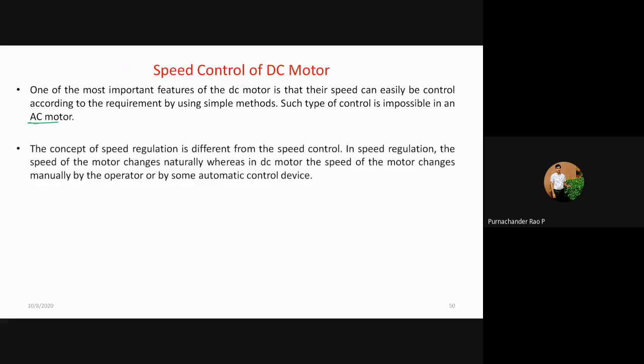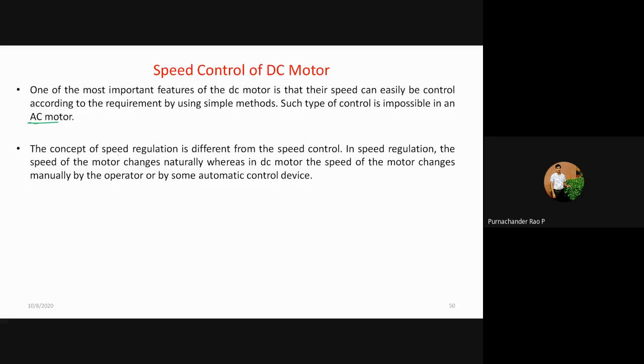Here there are two terms we use: speed regulation and speed control. Speed regulation is different from speed control. Speed regulation is nothing but the change in speed from the no load condition to the full load condition. As the motor is loaded, the speed of the machine gets reduced. That's it, there is no controlling of the speed there. But in speed control methods, we can adjust the speed to our required value by using different methods.